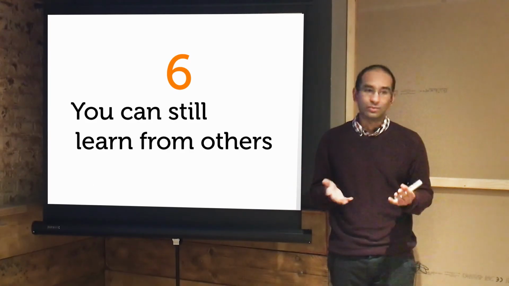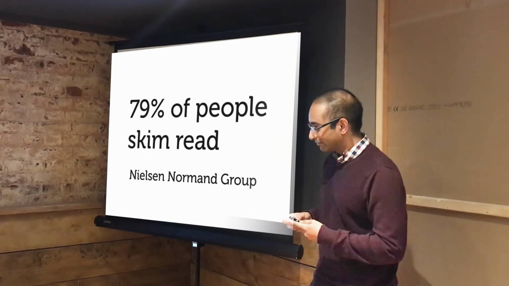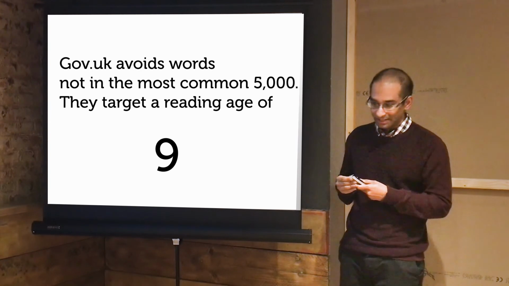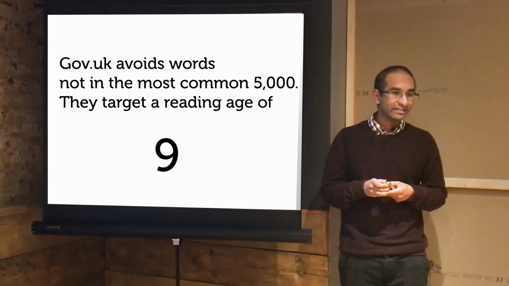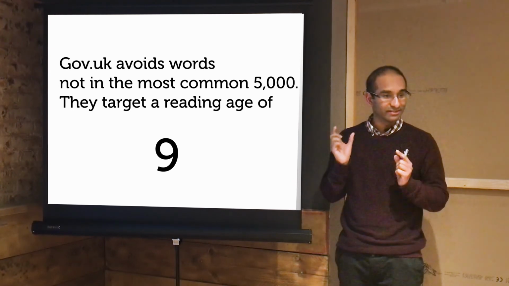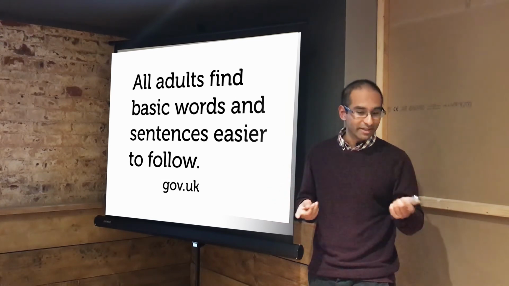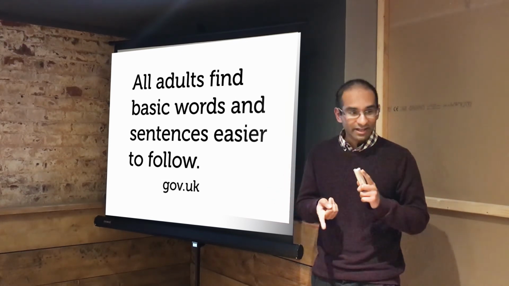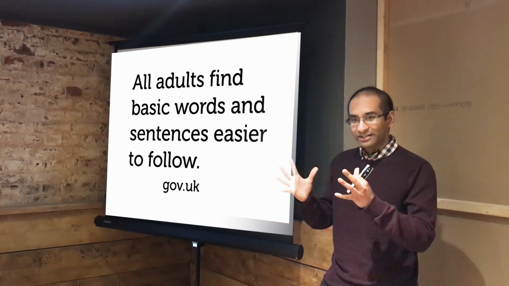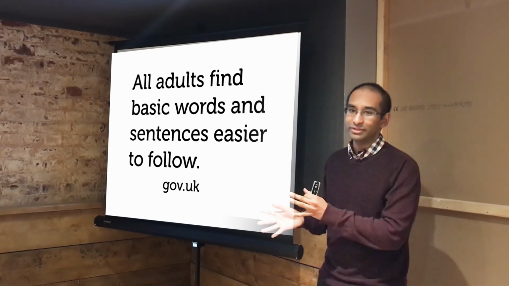Every website, every app has words on it, and a lot of the time the words are overlooked. Something that Nielsen Norman Group found out is that 79% of people skim read. Gov.uk, who have an excellent website, they have a reading age of 9, so they avoid words that 9-year-olds won't understand, and they make their sentences really short. All adults find basic words and sentences easier to follow, so they asked, this is gov.uk again, they asked doctors, they asked legal people, do they prefer the technical terms or do they prefer the simple English version? 97% preferred the simple English.